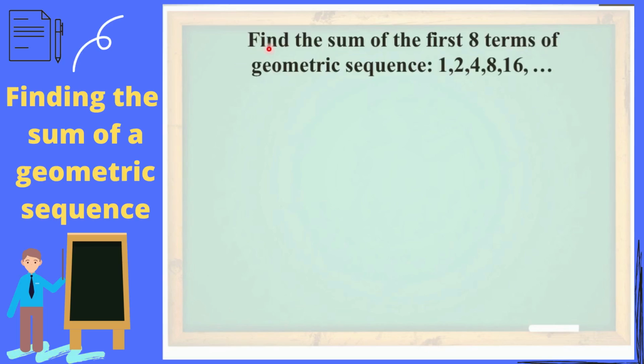Example: find the sum of the first 8 terms of geometric sequence 1, 2, 4, 8, 16, and so on. So again, we need to identify first all the given values. So n is equal to 8. That is the total number of terms. And the first term, or a sub 1, is equal to 1. And r, or the common ratio, is equal to 2. That is a sub 2, which is 2, divided by 1, which is a sub 1, is equal to 2.